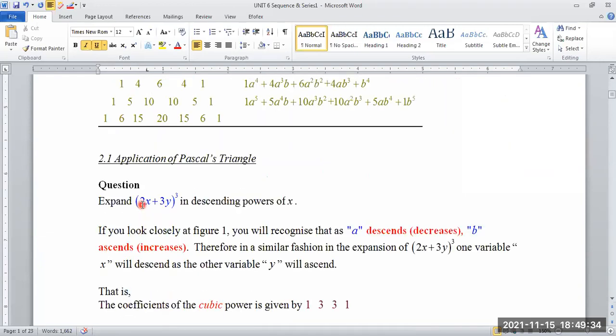That's what I mean by you recognize that a descends, b ascends. Can b ascend before a? No, sir, because it's always a and then b. Very good. So a has to descend first before b can ascend.